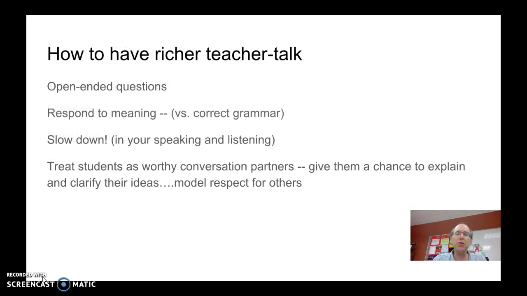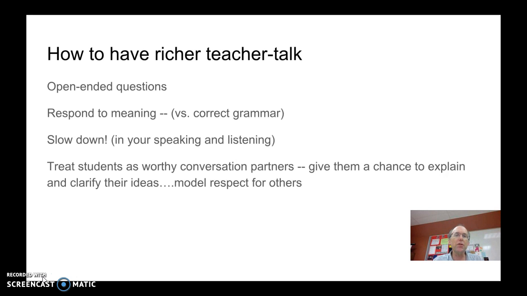And so here are some tips or principles on how to have this richer, more dense teacher talk that goes beyond the IRE pattern. Open-ended questions. When you respond to the students talking, don't immediately correct the grammar, respond to the meaning. Slow down. She says not to necessarily speak like this, but rather to give them time and space to listen and time to respond, especially when you're dealing with introducing new words and such.